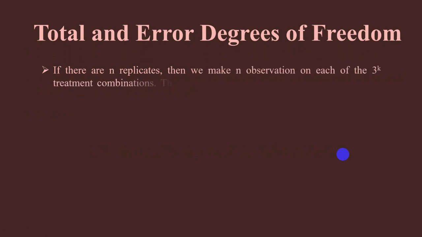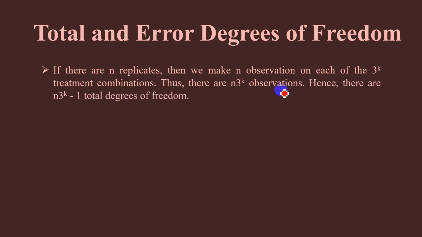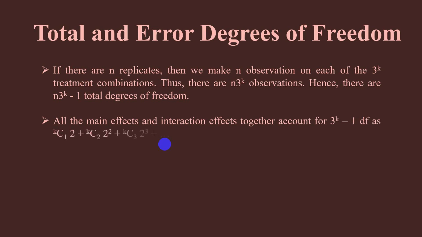Now let us discuss the total and error degrees of freedom. Now if the design is replicated n times, then we make n observations on each of the 3 raised to k treatment combinations in each replicate. Thus there are n times 3 raised to k observations. Hence there are n times 3 raised to k minus 1 total degrees of freedom. Now all the main effects and interaction effects together account for 3 raised to k minus 1 degrees of freedom, as there are kC1 main effects, each with 2 degrees of freedom.